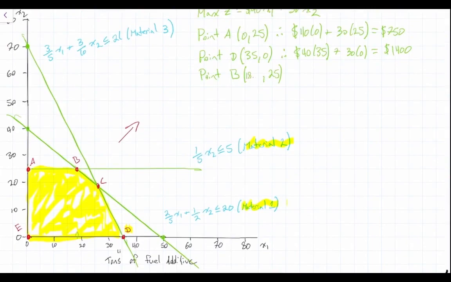So therefore, 40 times 18.75 plus 30 times 25 gives us 1,500.